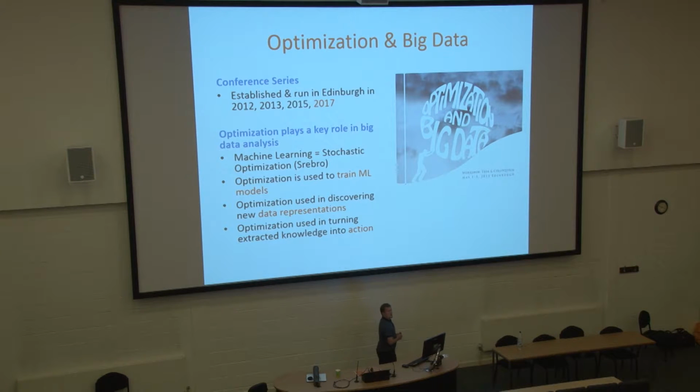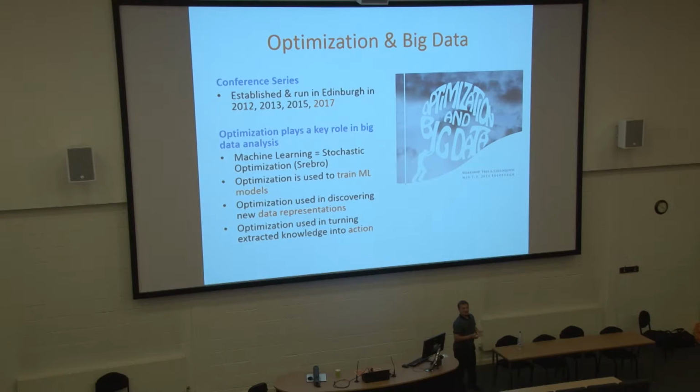Then optimization is also used in discovering new data representations. For instance, when you have a picture, you can represent the picture in a digital way in many ways. One way is the sequence of zeros and ones. That might be useful for some tasks, but completely useless for other tasks.